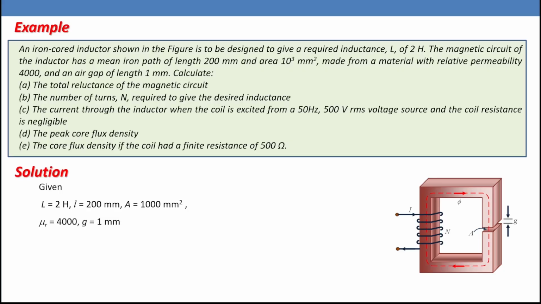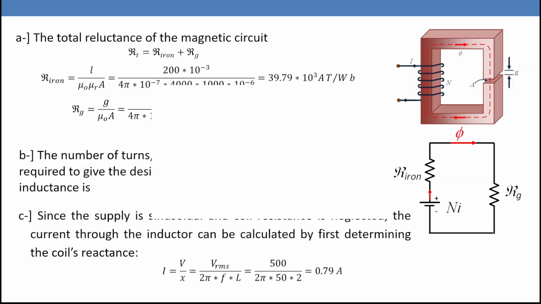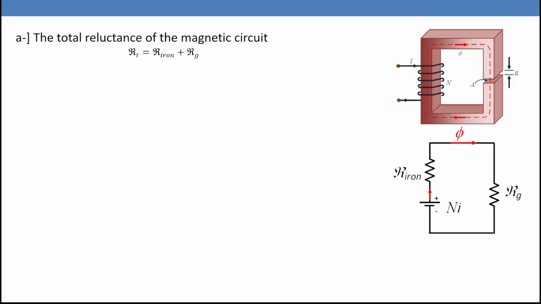So given that L equals 2 Henry, length equals 200 millimeter, area is given 1000 millimeter squared, and we have mu R equals 4000 and g, the air gap, is 1 millimeter. What will be the equivalent circuit? The equivalent circuit that we have is Ni, which is something like a battery here, R iron and R gap. So the total reluctance of the magnetic circuit is R iron plus R gap.